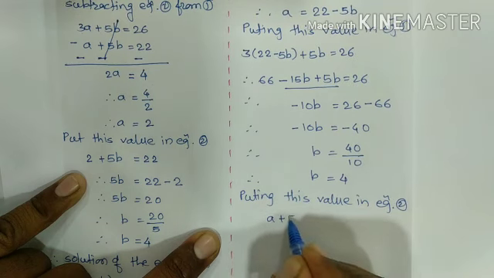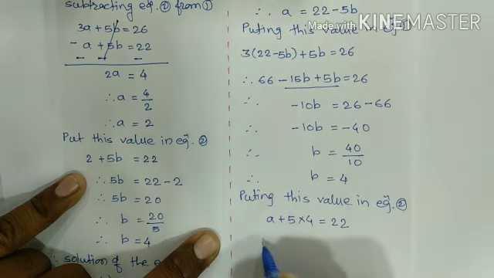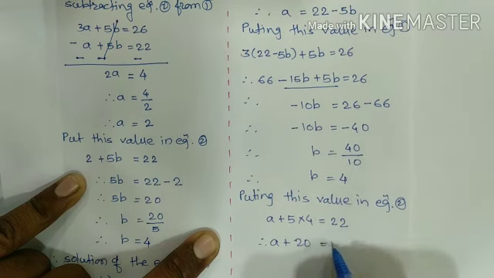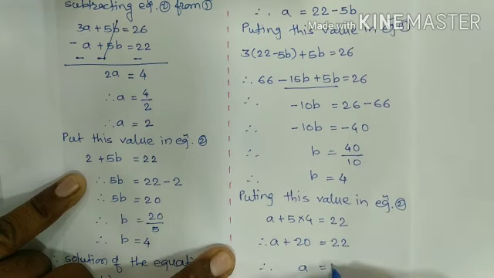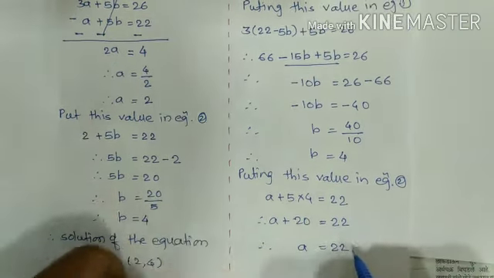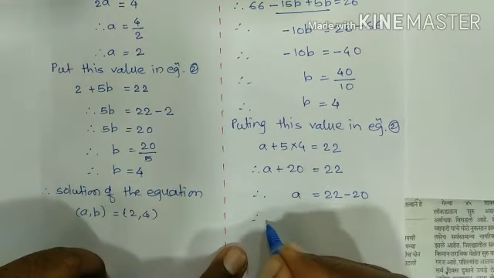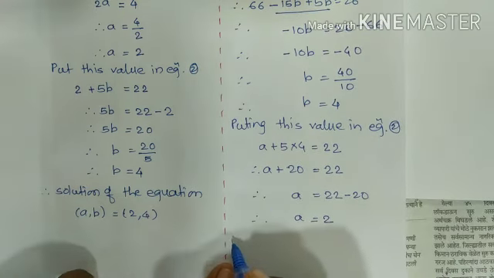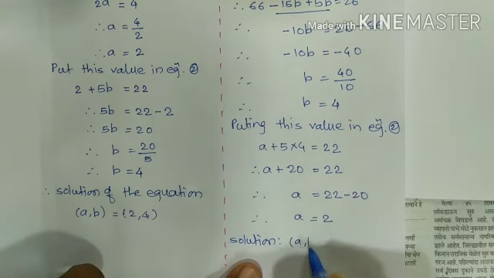Therefore a plus 5 into 4 equals 22, and therefore a plus 20 equals 22, and therefore a equals 22 minus 20. Plus 20 changes side and becomes minus 20, and therefore a equals 2. Now the solution is a comma b equals 2 comma 4.